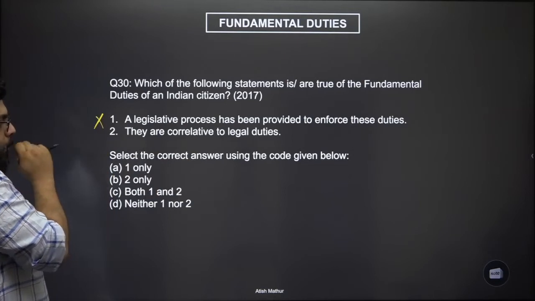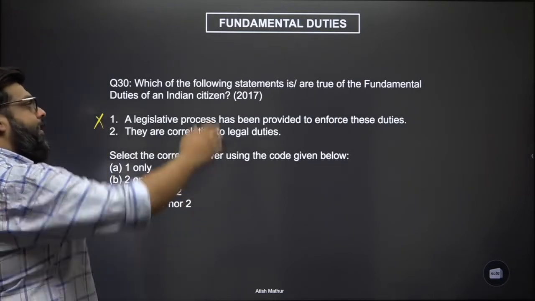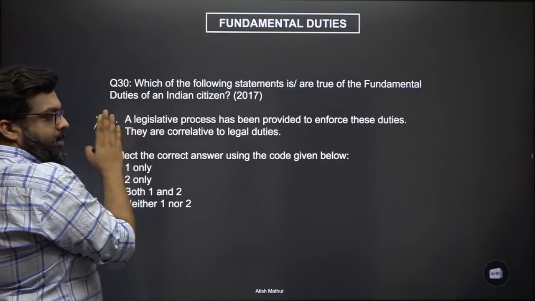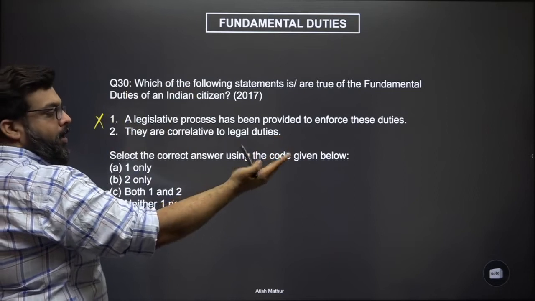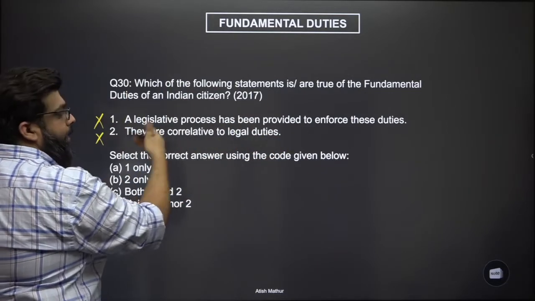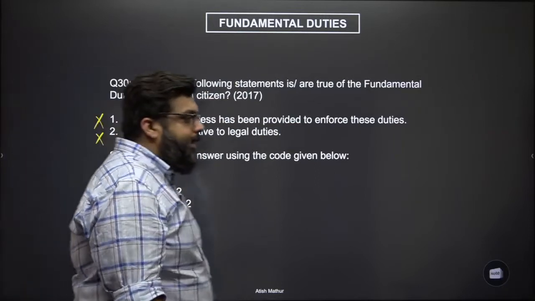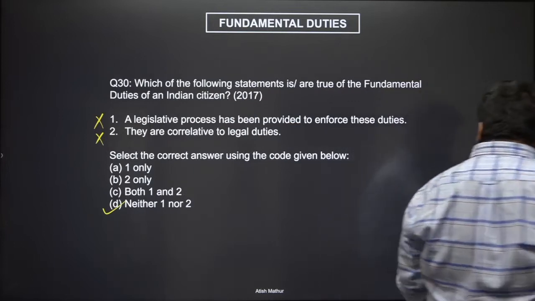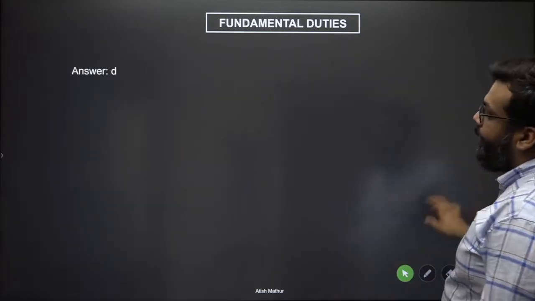2, they're correlative to legal duties, which basically means that if there is something which is a fundamental duty, it must necessarily also be in a law which makes it mandatory for people to follow it. That would essentially make it enforceable. Both are incorrect. The answer therefore becomes D, neither 1 or 2.